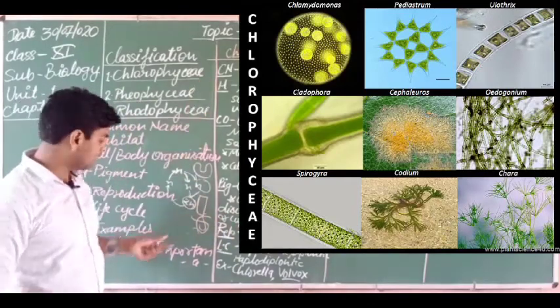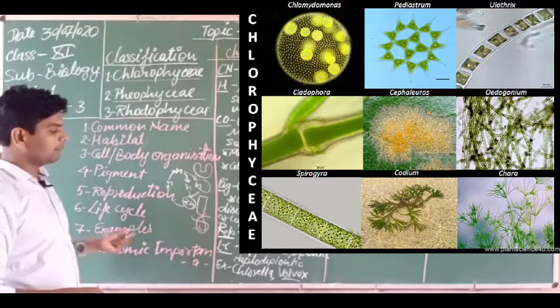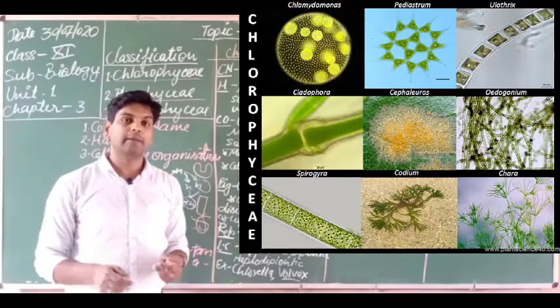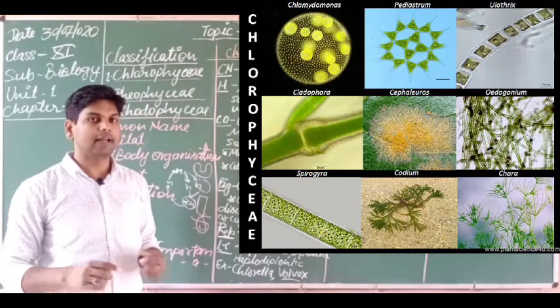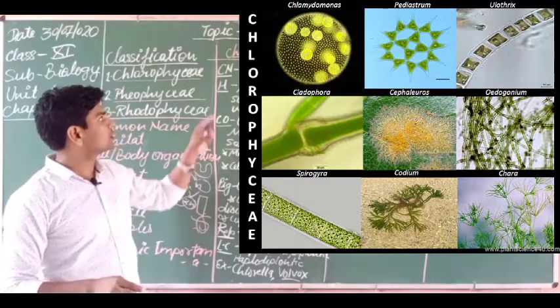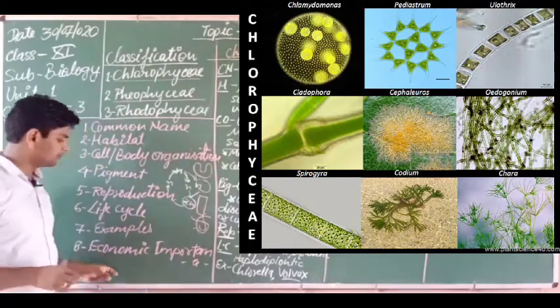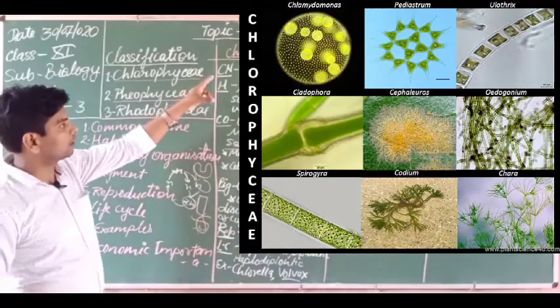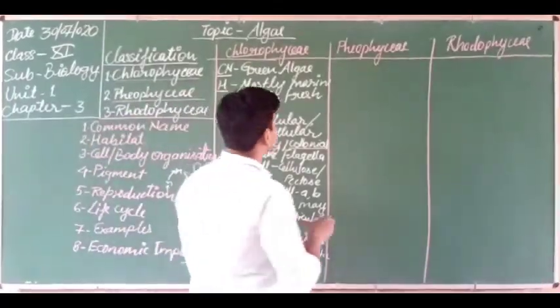Got it? What is the economic importance? Some green algae are used as food and fodder of living beings. So these are the economic importance of this category, Chlorophyceae. Got it? Now let's move on to the next category.